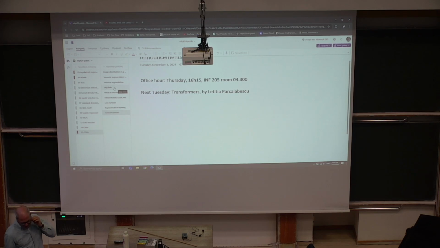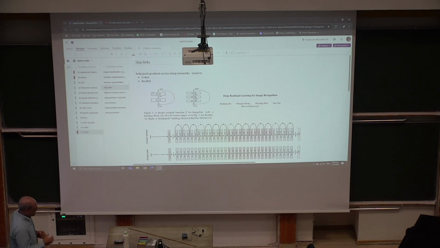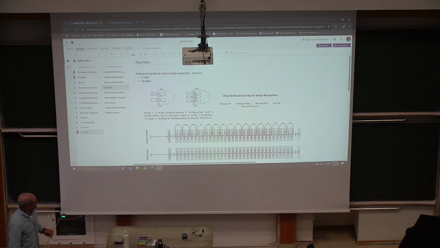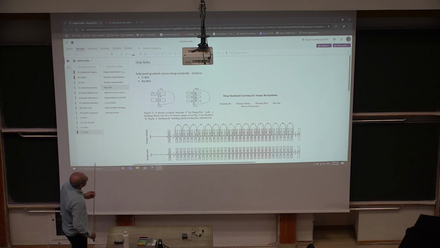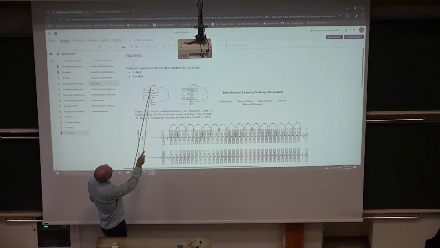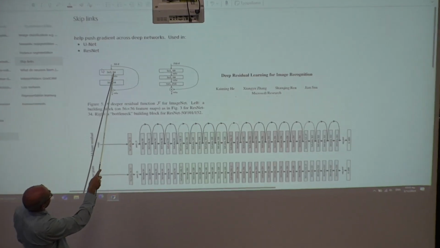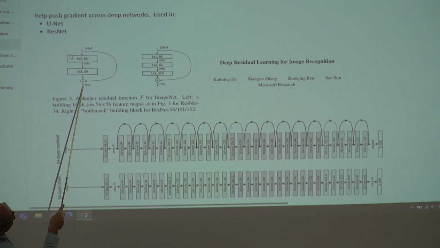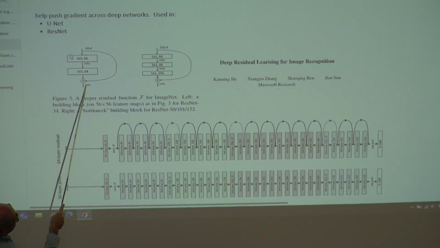So, about architectural motifs. An important one that we have seen in the unit already are the skip links, and they are at the heart of ResNets. And you see here one of these ResNet modules where basically whatever comes from the earlier layer is sent into this convolution layer, but it's also added to the output of those two convolutional layers.